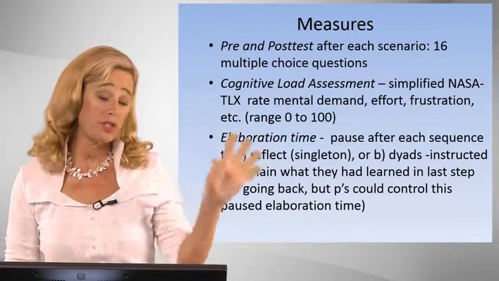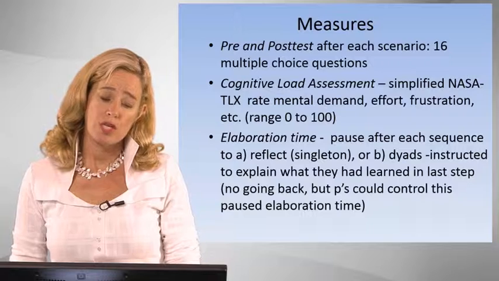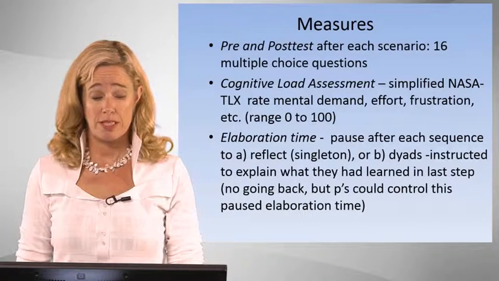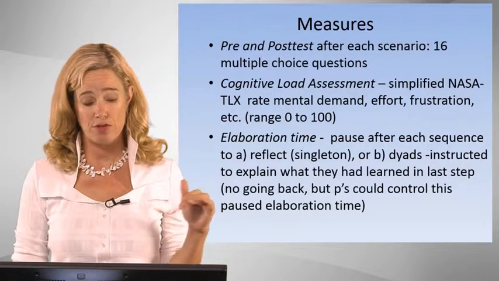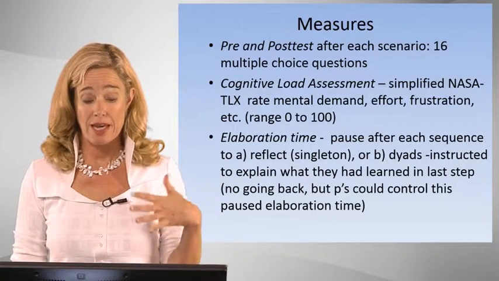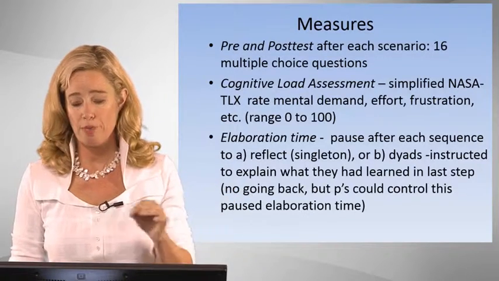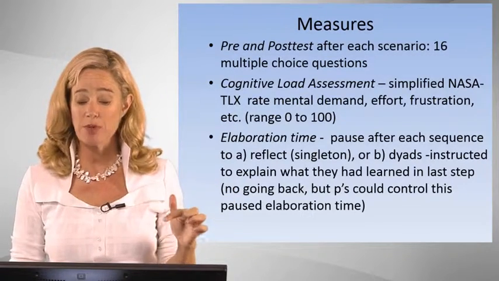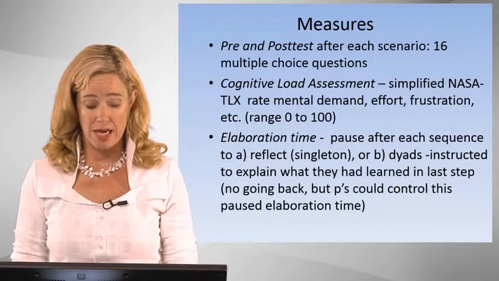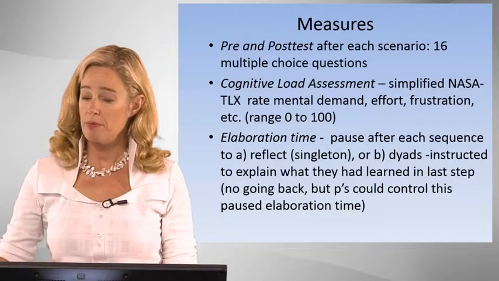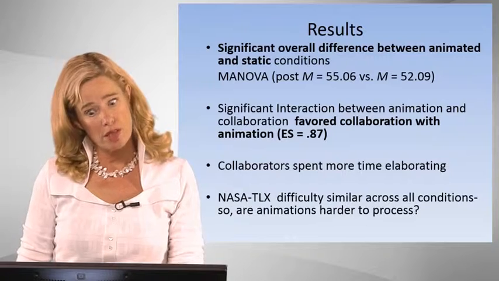They had multiple measures. I'm just going to skim over these. You can read this article if you're interested. Pre and post, a cognitive load assessment, that was the TLX, and elaboration time. So how long they paused after each sequence to, A, either reflect on what they'd read if you were in the single person condition, or B, dyads were instructed to explain what they had learned in the last step to their partner. Both people had to do that. There was no going backwards, but participants had control over the elaboration time.